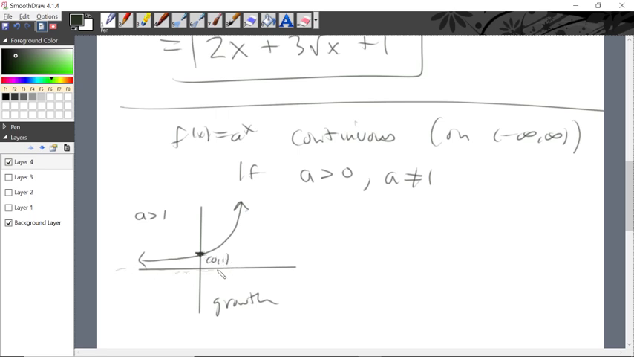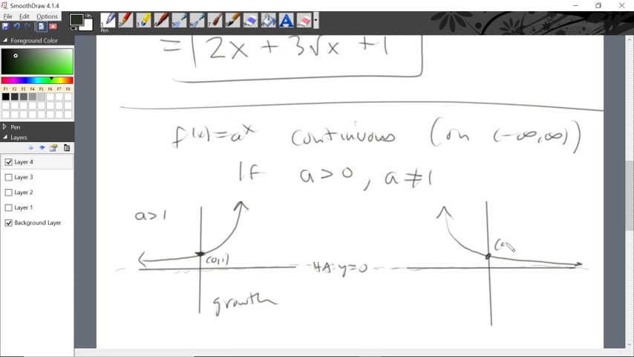It does have a horizontal asymptote here, y equals 0. And then we have the case of exponential decay as well. So we have a function that goes out like that. Again, it would have a horizontal asymptote at y equals 0.